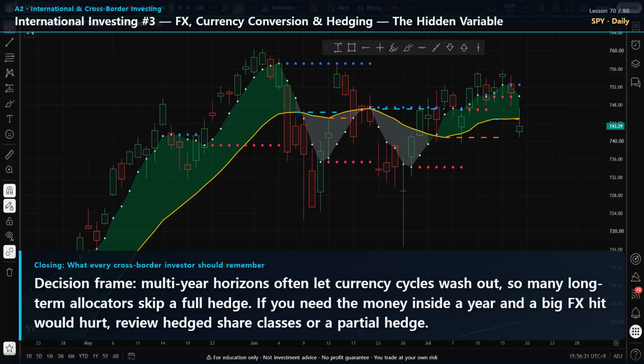Decision frame. Multi-year horizons often let currency cycles wash out, so many long-term allocators skip a full hedge. If you need the money inside a year and a big FX hit would hurt, review hedged share classes or a partial hedge.